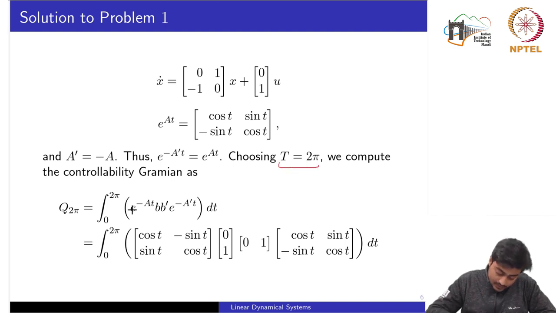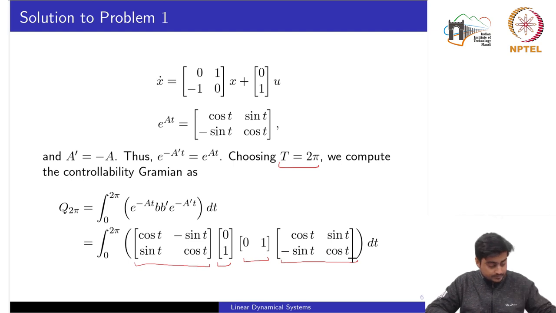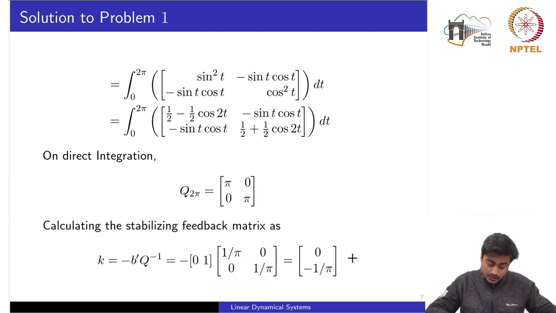Okay, so computing this matrix, we substituted all these parts. This is the exponential term, B transpose, and again the exponential term. So solving this definite integral by direct integration, we obtain the controllability Gramian as this matrix. So these are pi, right? So this would definitely be a positive definite matrix. Okay.